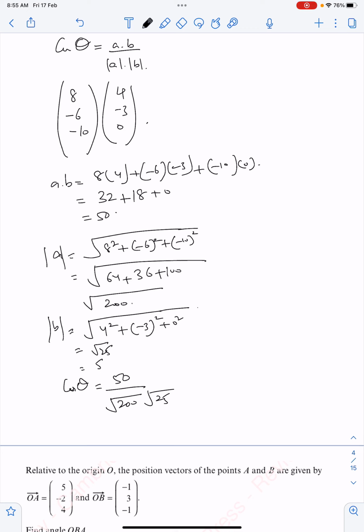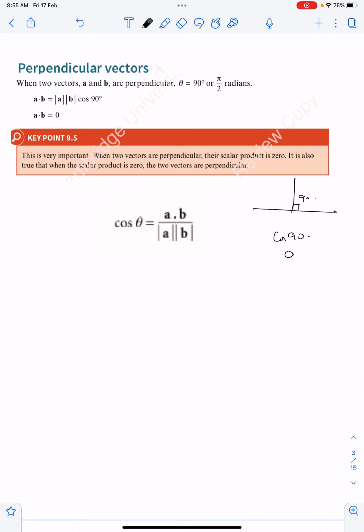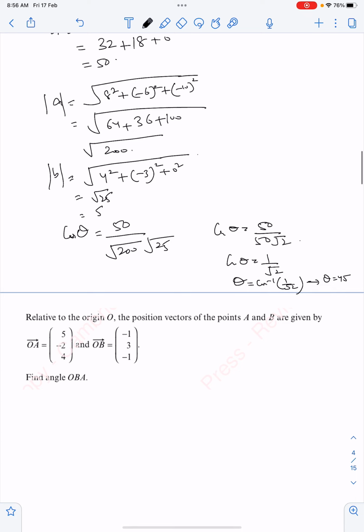Let's solve this. So I'm getting cos of theta equals 50 divided by 50 root 2. And then theta is going to be cos inverse of 1 upon root 2. So theta equals 45 degrees. This is what we were supposed to prove for this question.